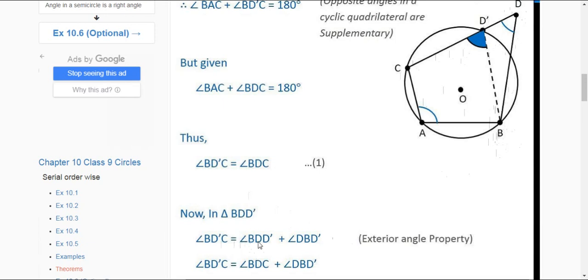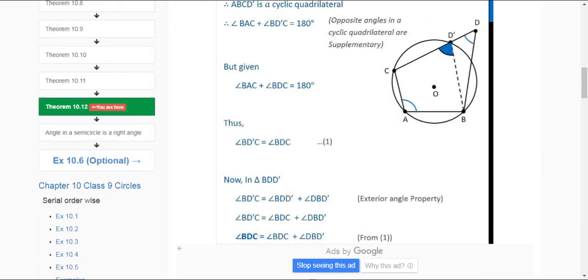So BD dash C equals what? BDD dash plus DBD dash. Now this BDD dash can be written as BDC. BDD dash and BDC are one and the same angle. So BD dash C equals BDC plus DBD dash. Now what is this BD dash C? But from 1 it is BDC. So instead of BD dash C we will write BDC. So BDC equals BDC plus DBD dash.